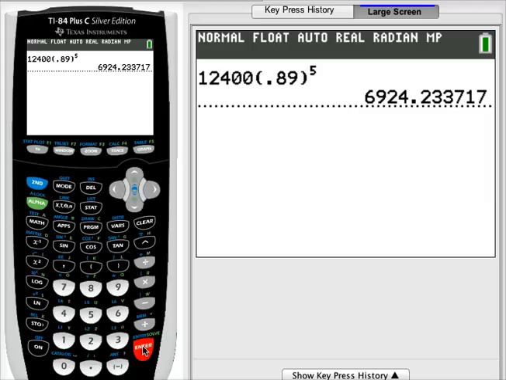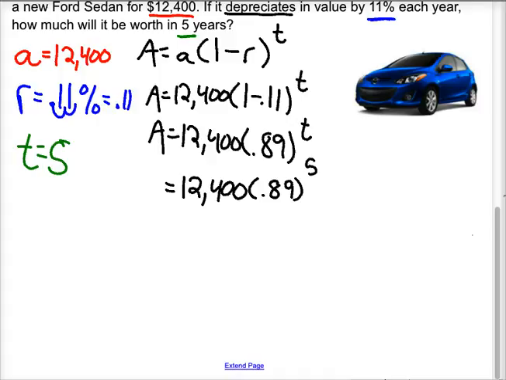$6,924.23. So going to go back to my other slide, and that is going to be my answer. And here we're talking about money, so I'm going to put a label of money. And when you're dealing with money, remember you want to go to 2 decimal places.